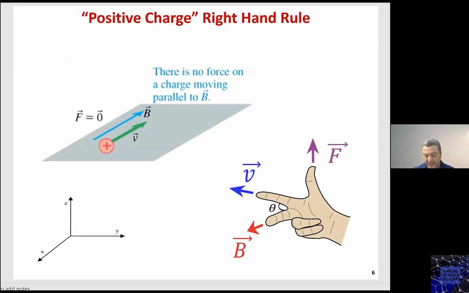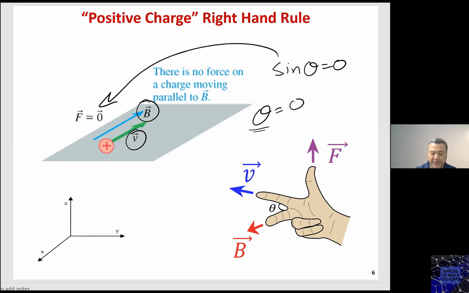So let's move to the next slide here. We have a special case. The special case here is the angle theta between the velocity and the magnetic field. It doesn't matter what charge is. The theta is 0, and in this case, sine theta would be 0, and this is going to affect the force. The force here would be 0.